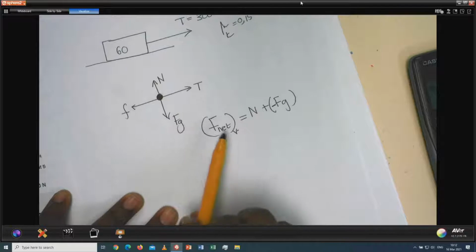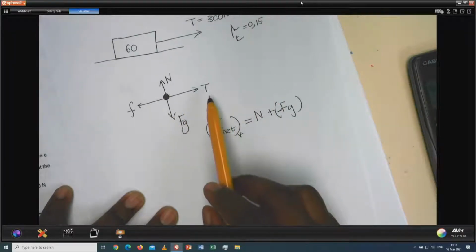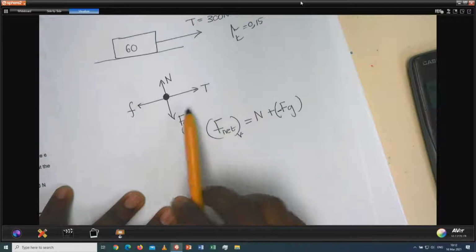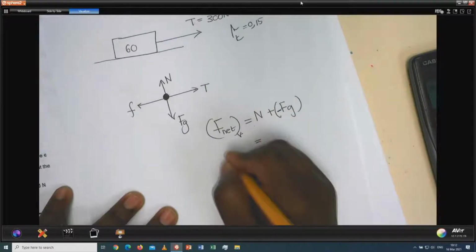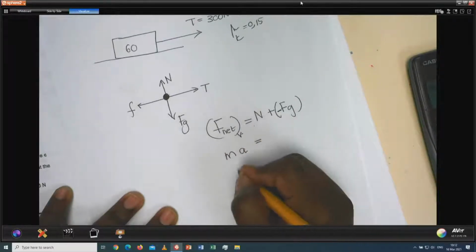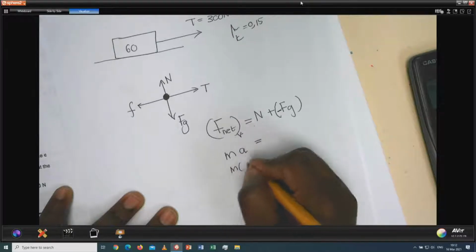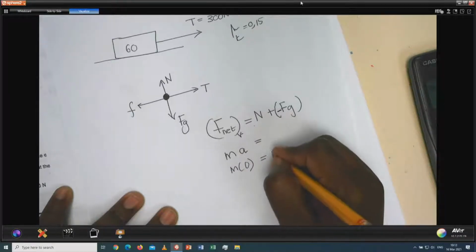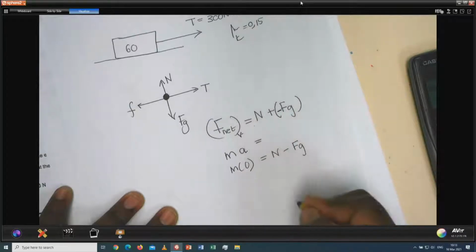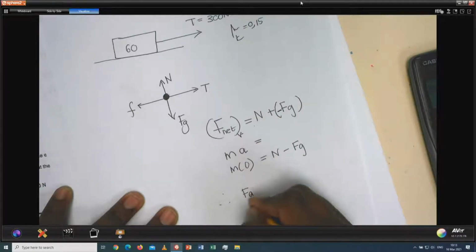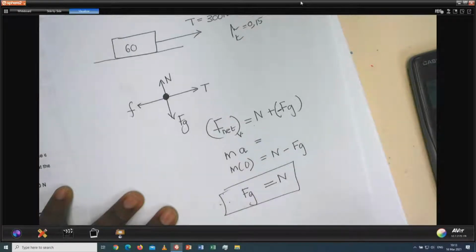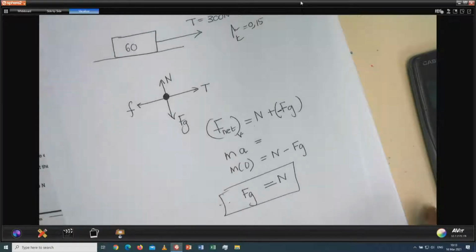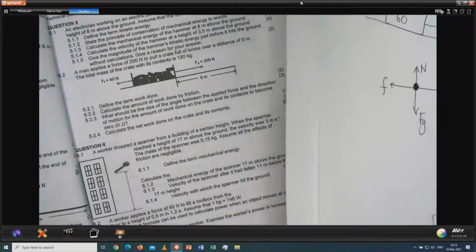Again, a force is a vector quantity, so it has both magnitude and direction. So you've got normal force up, and you've got gravitational force down, which is indicated here. From Newton's second law, there is no vertical acceleration. This will give us 0, and therefore we've got N minus Fg. Therefore we can say Fg is equal to the normal force. So those are the 3 scenarios.